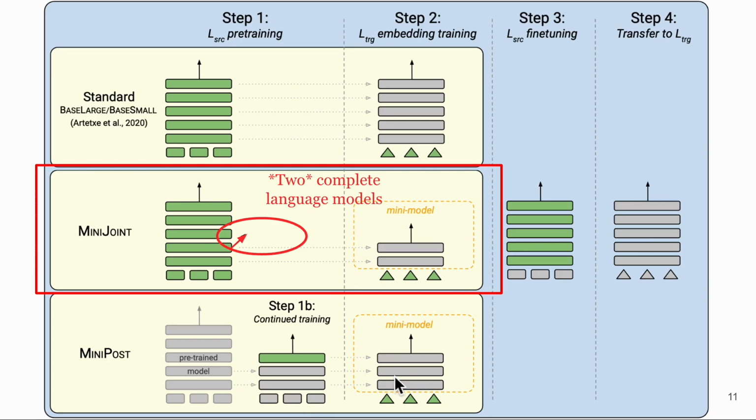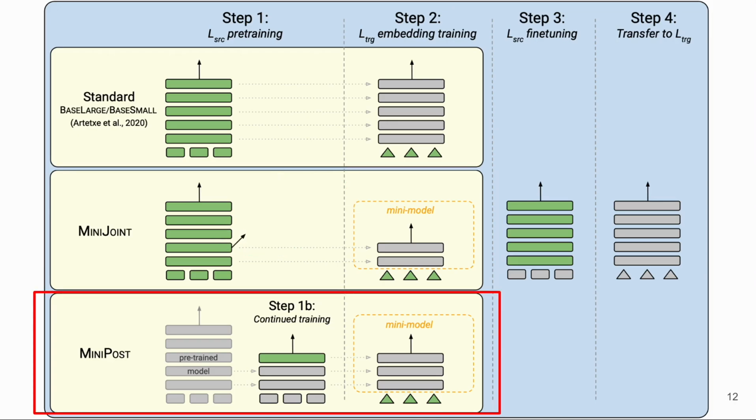From there, you can freeze those layers, and that then becomes your mini model upon which you can train the embeddings in the second language.